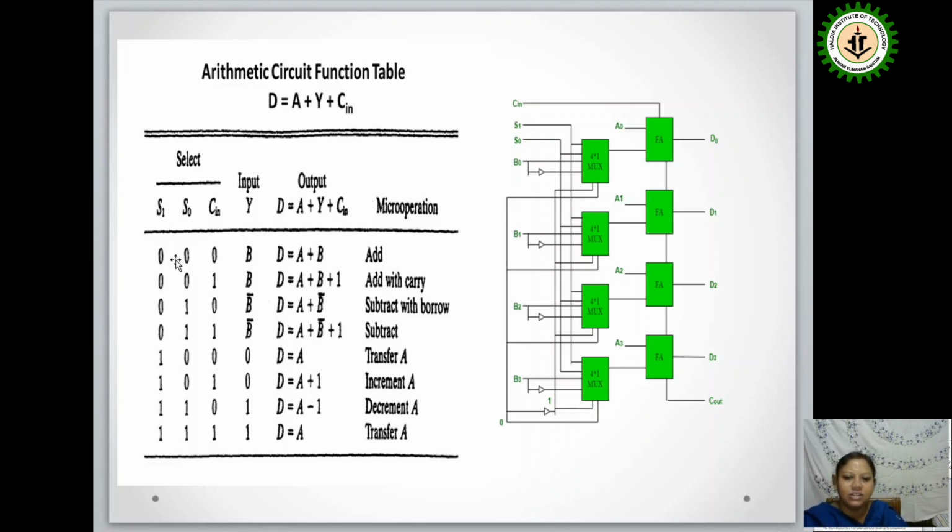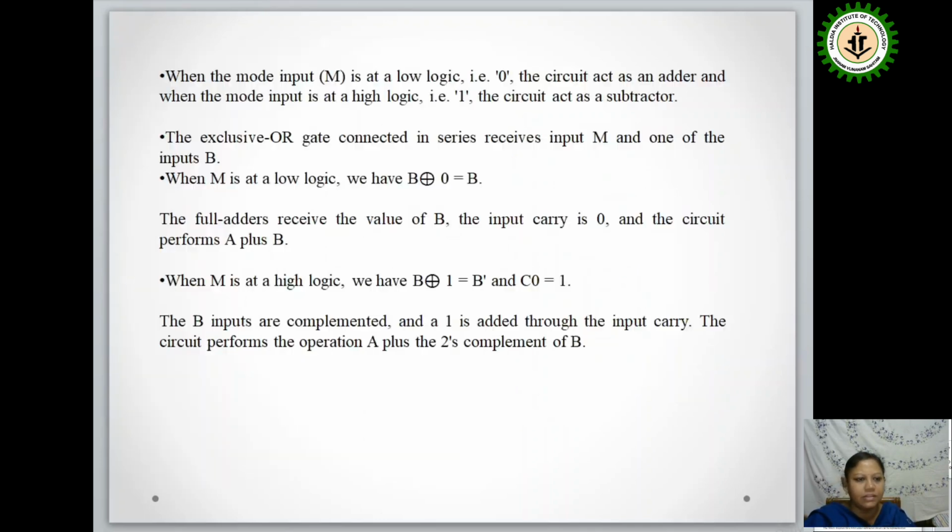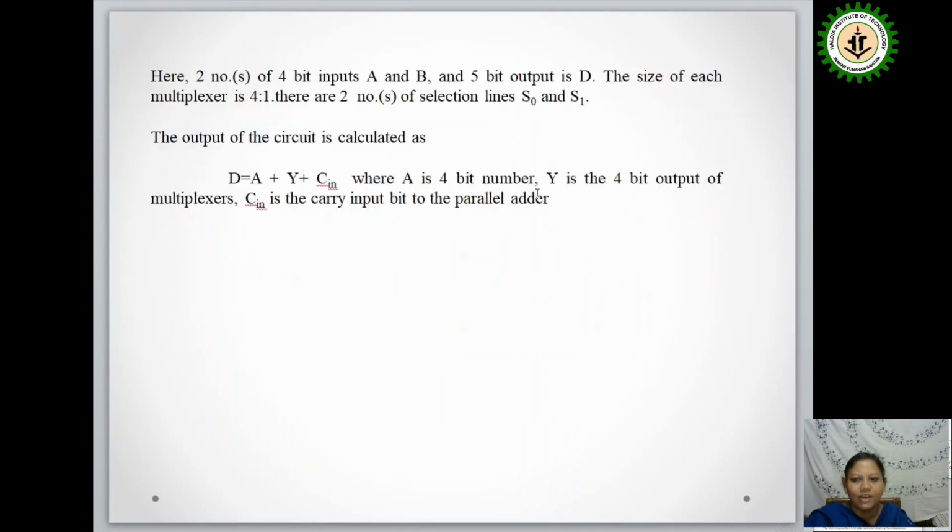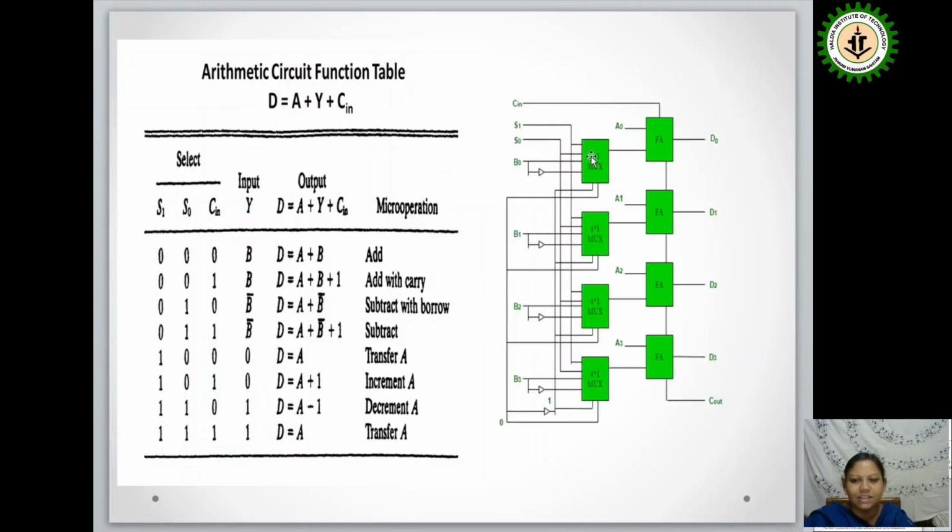Initially, for the first case, D equals A, meaning the A bit position value, added with the direct B value. Y value is B. So the Y value is actually the output of the multiplexer. Here you check, the Y value is the 4-bit output of the multiplexer. The multiplexer is 4 input.